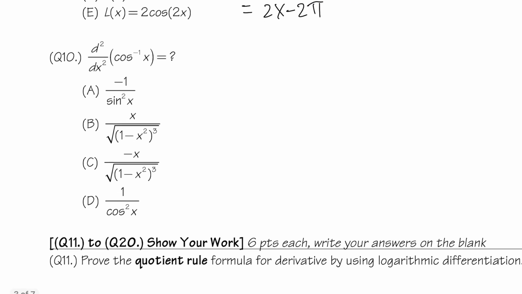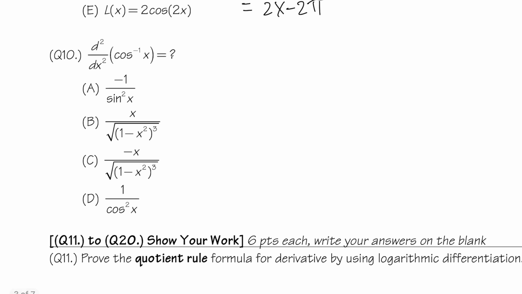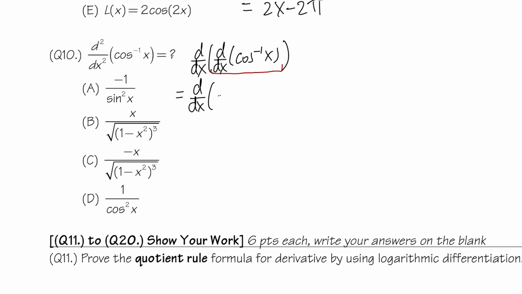Number 10, we will find the second derivative of the inverse cosine function. So let me just write this down like this. When we have d2 over dx2, it means that we have to differentiate the first derivative. Differentiating the derivative, which is differentiating inverse cosine of x. Do this inside out. We take the derivative. Well, when we differentiate inverse cosine, this is a multiple choice question, so we can just write down the answer, which is negative 1 over square root of 1 minus x squared.